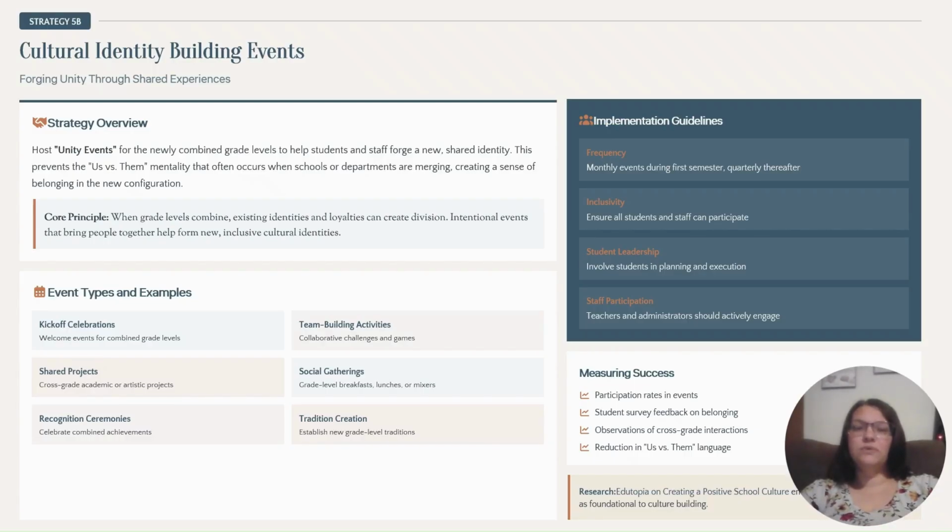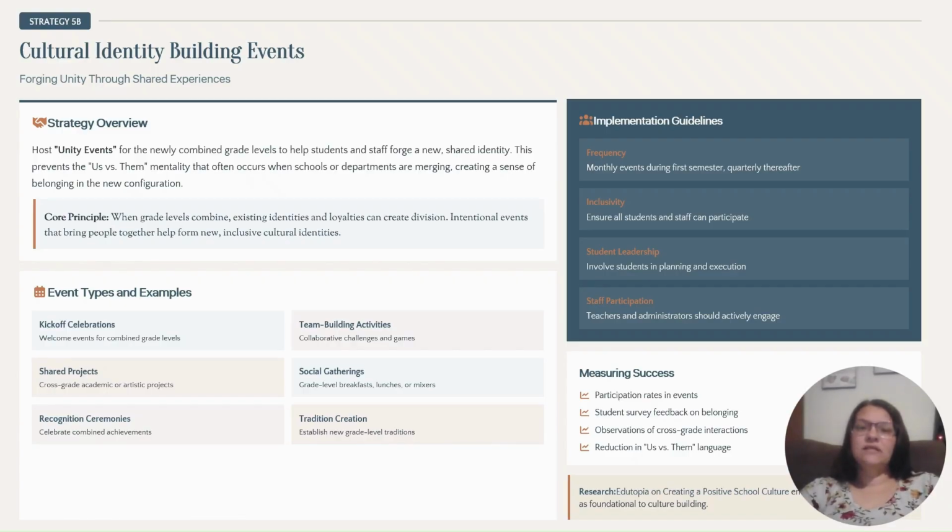The core principles here are straightforward. Intentional events that bring people together help form new inclusive cultural identities that transcend old boundaries. For the implementation, hold monthly events during the first semester, then quarterly after that. Ensure complete inclusivity. Everyone participates, no exceptions. Involve students in the planning and execution to build ownership. And critically, teachers and administrators must actively engage alongside the students, not just supervise from the sidelines.